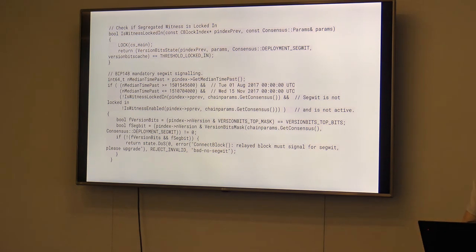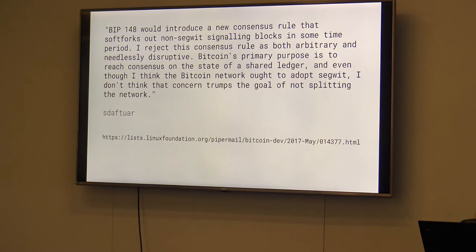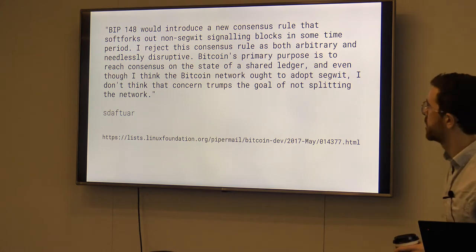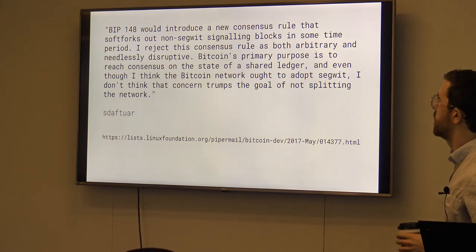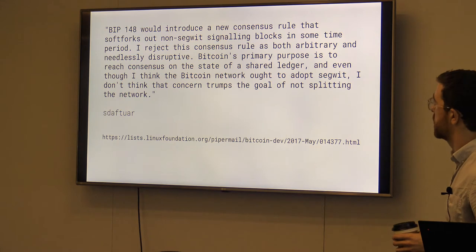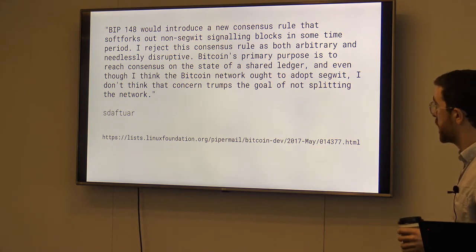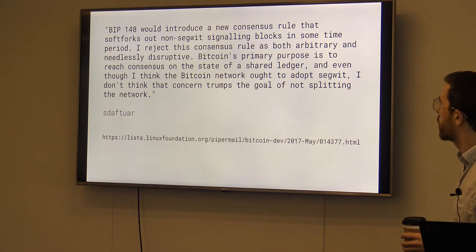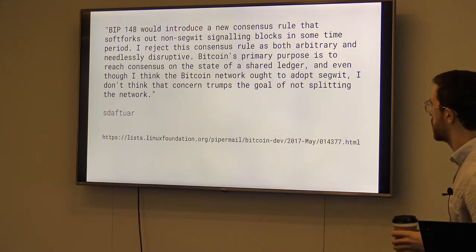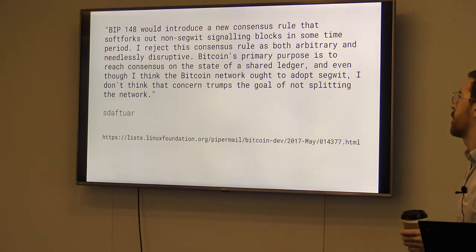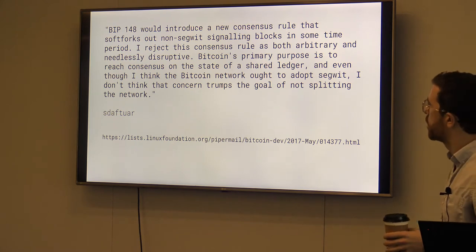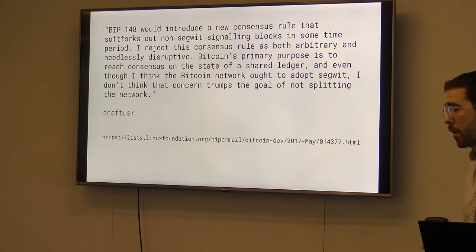So this got a lot of buzz and riled a bunch of people up, but it was not universally appreciated. For example, Suhas said on the mailing list, "BIP 148 would introduce a new consensus rule that soft forks have non-SegWit signaling blocks in some time period. I reject this consensus rule as both arbitrary and needlessly disruptive. Bitcoin's primary purpose is to reach consensus on the state of a shared ledger, and even though I think the Bitcoin network auto-adopts SegWit, I don't think that concern trumps the goal of not splitting the network."